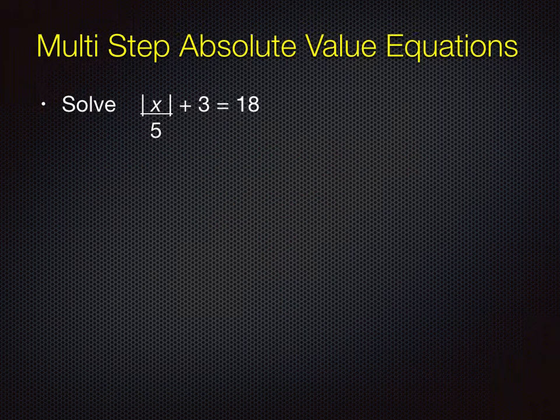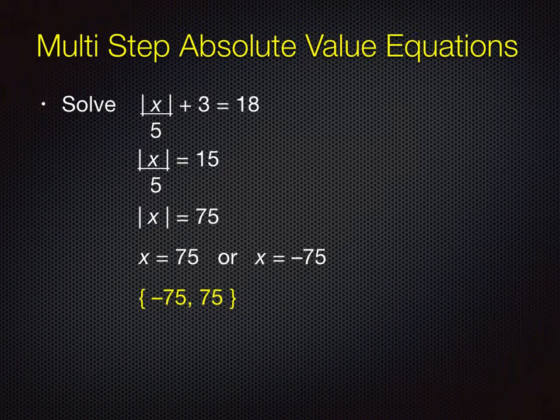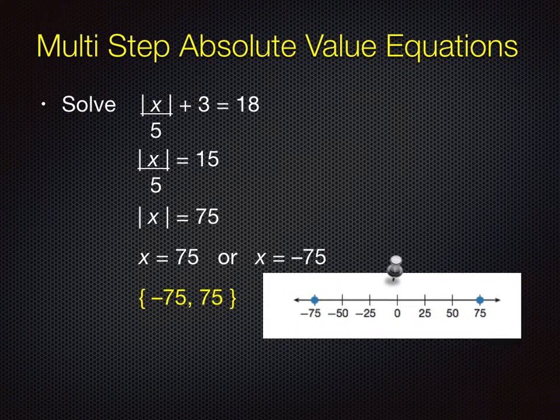Right, there'll be some multi-step absolute value equations to solve as well. Again, you always want to isolate that absolute value term. Let's subtract 3 from both sides. Let's multiply both sides by 5, and therefore the two solutions are x equals 75 or negative 75. And if you wanted to graph those solutions, a very simple number line would be fine, just with 75 and negative 75 as the solutions denoted in blue.